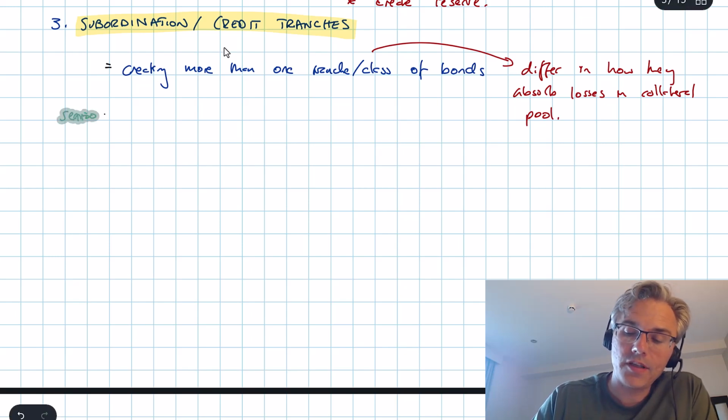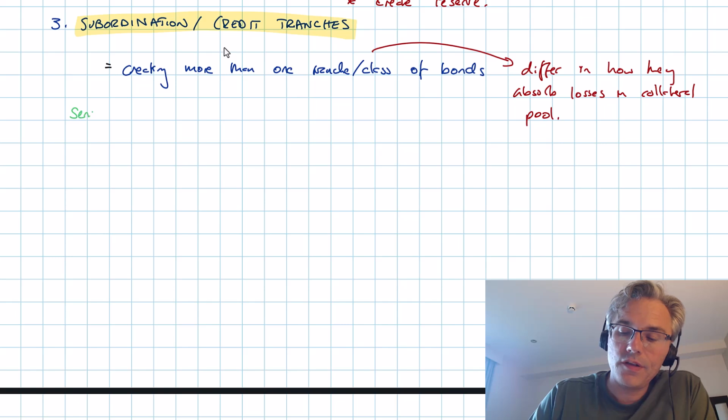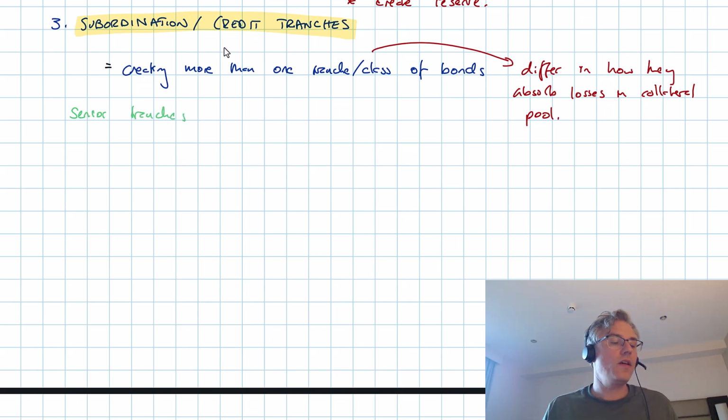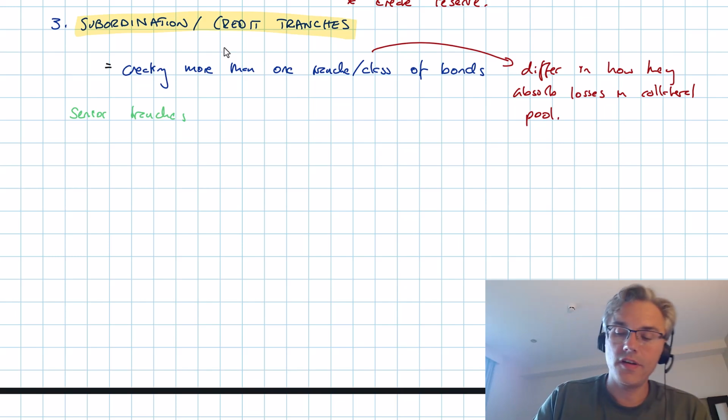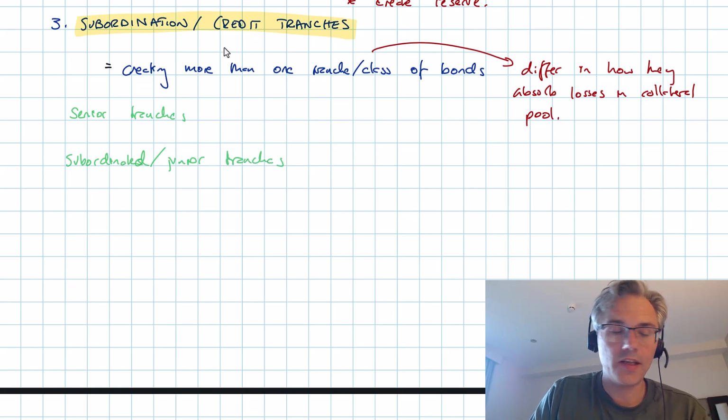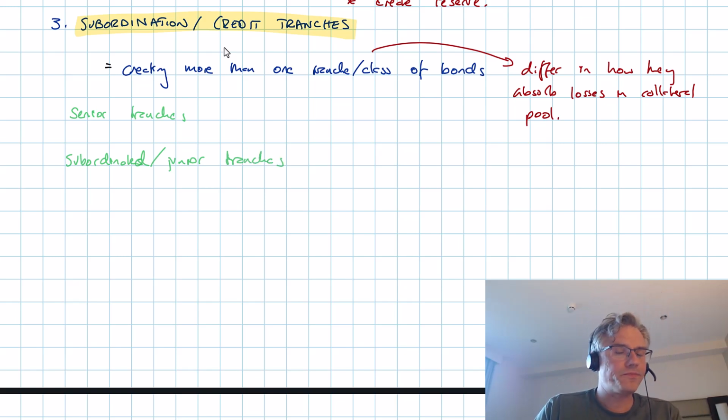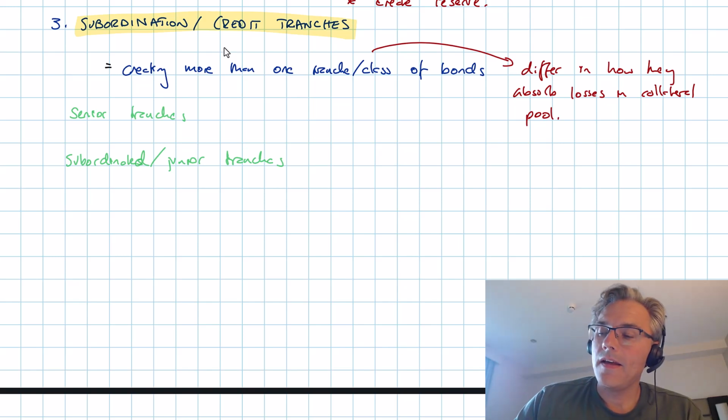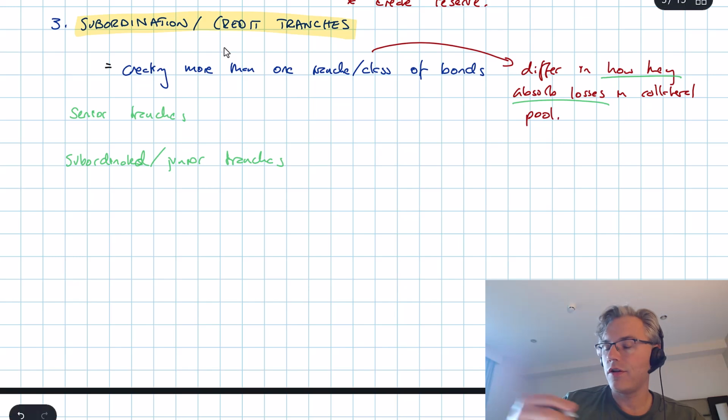sorry, let me write that again. You're going to find senior tranches, senior classes, and you're going to find subordinated ones as well, also known as non-senior, subordinated. They're also known as junior tranches. I believe I wrote some of these names down before. So this differentiation in terms of how the tranches absorb losses?